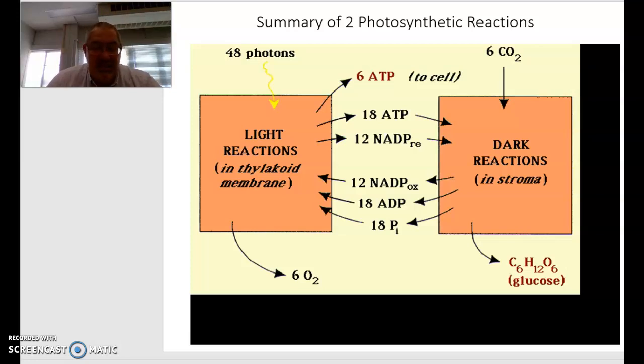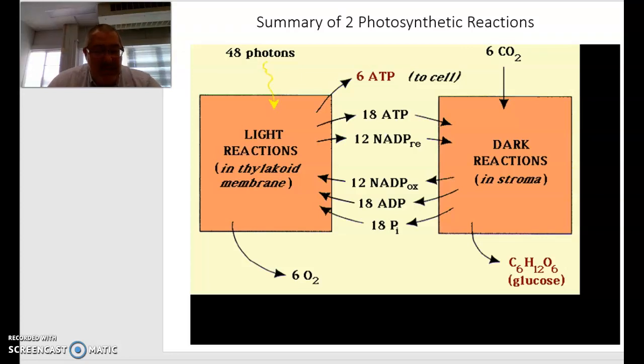This is the next to last slide in this particular video. Note what is required to produce a glucose molecule. Approximately 48 photons of light energy are absorbed. That splits 12 water molecules and releases 6 oxygen molecules. The production of ATP is typically 24 molecules. 6 tend to be a net gain.